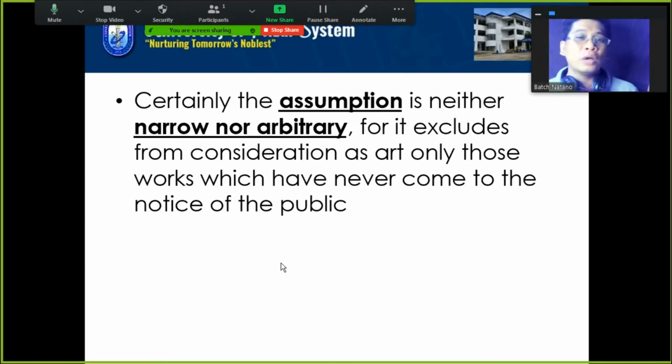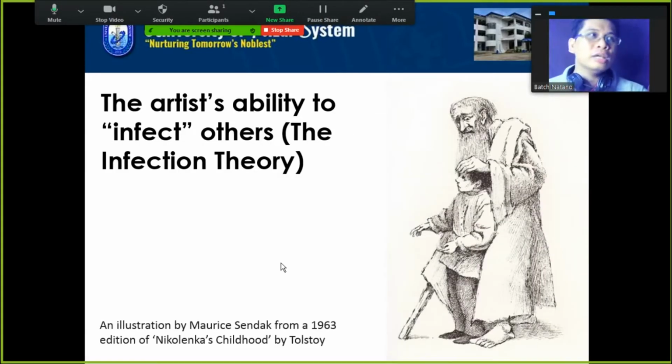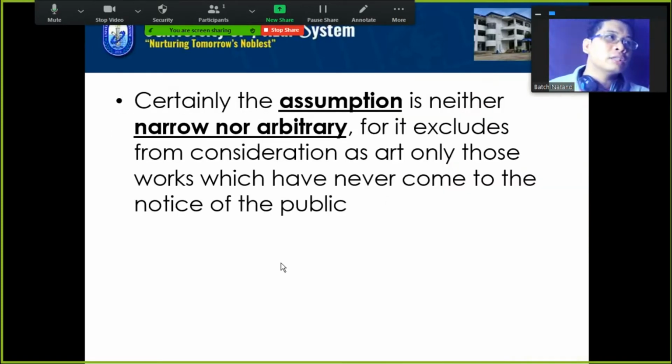Certainly, the assumption is neither narrow nor arbitrary, for it excludes from consideration as art only those works which have never come to the notice of the public. Okay, so yun yung expression, one of the concepts of the work of art. It has to express, and that expression must be directed towards the audience. If the audience did not get the message, hindi siya nag-react, wala siyang pakialam doon, subjectively or in general, for Tolstoy, it's not an art.